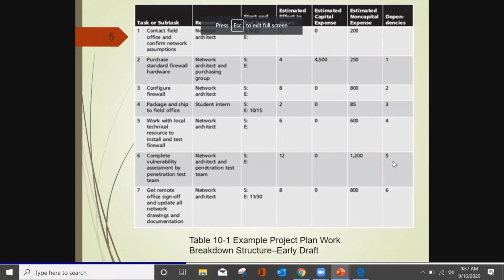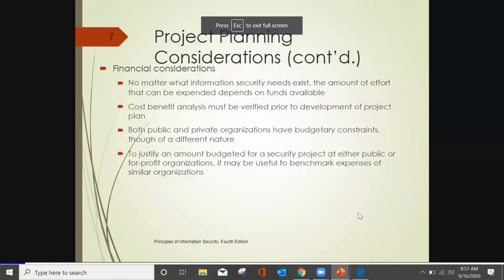And for me, this is the number 5. And then it will probably take you around 12 hours to get this done. So now, finally, you get the remote office sign-in. And then that will probably cost you. So you see how these tasks are created. This is like a simple project plan that you can create.